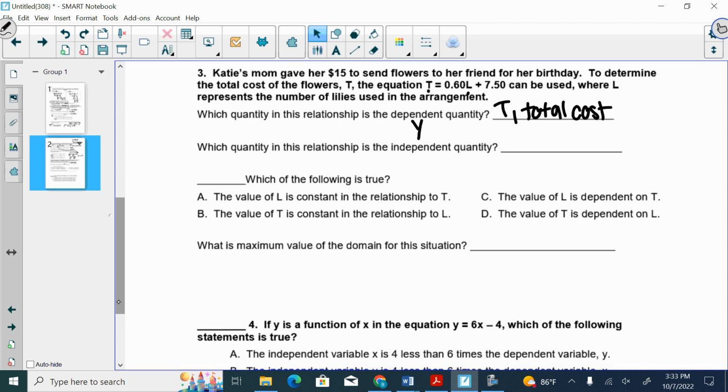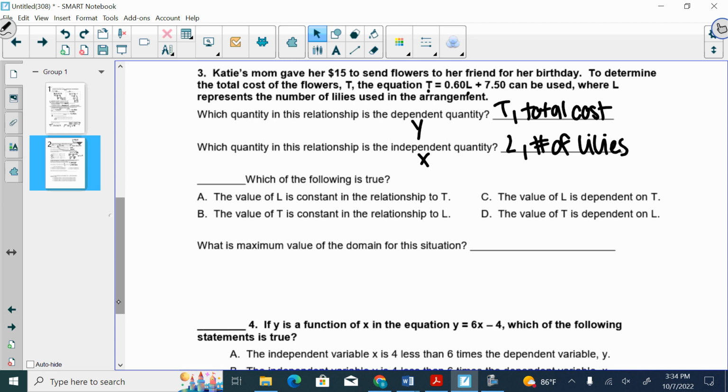Very good. Okay, and we know our independent is usually our X, and what letter is where X is? The L, and what is the L representing? They told us in the question. Where L represents the number of lilies. All right. So now we know what's our independent, what's our dependent.